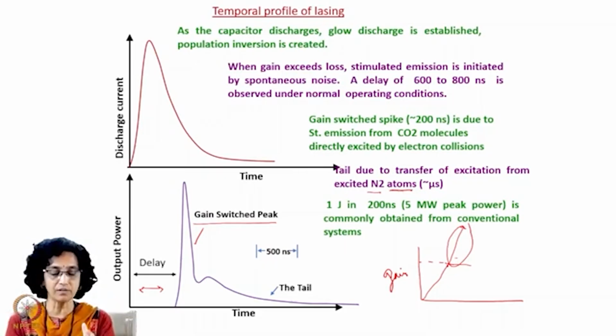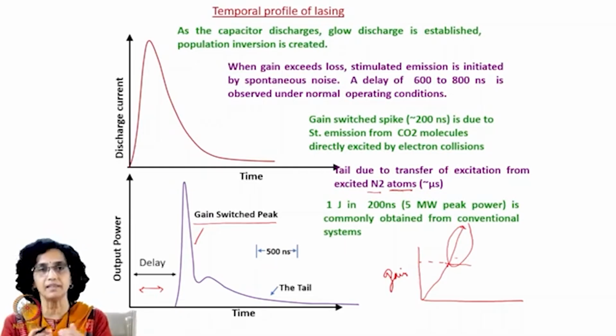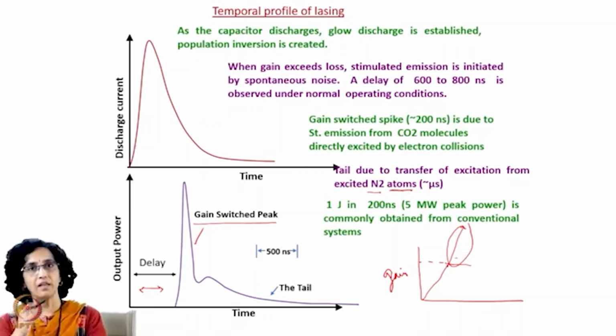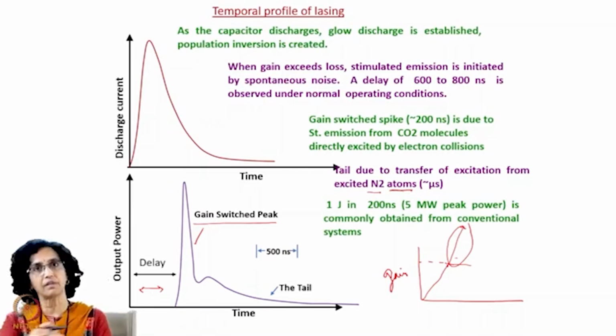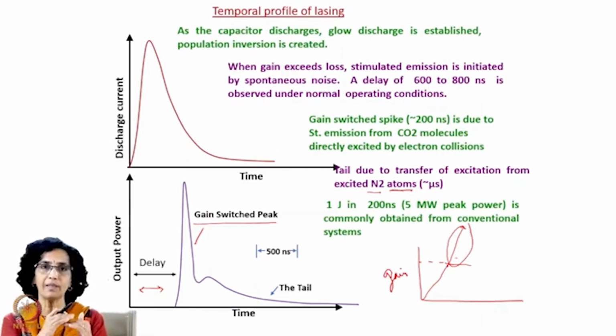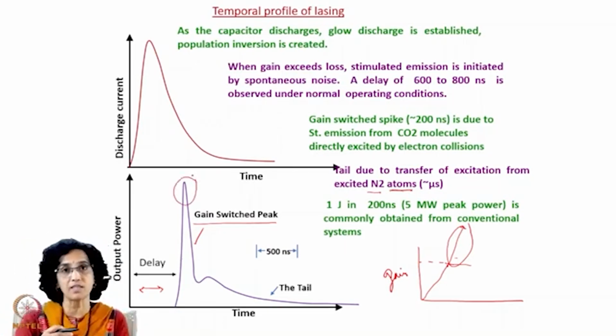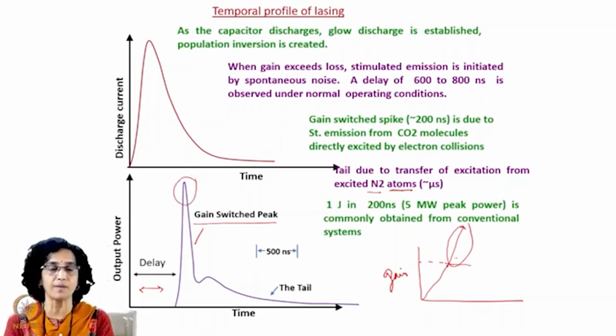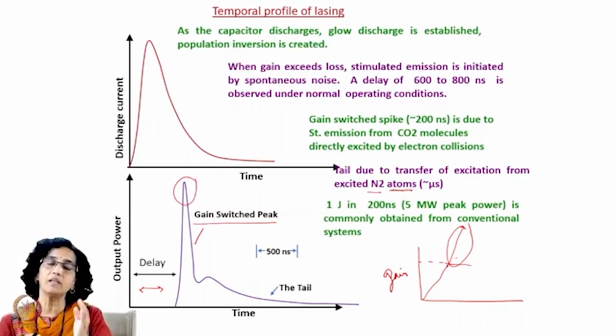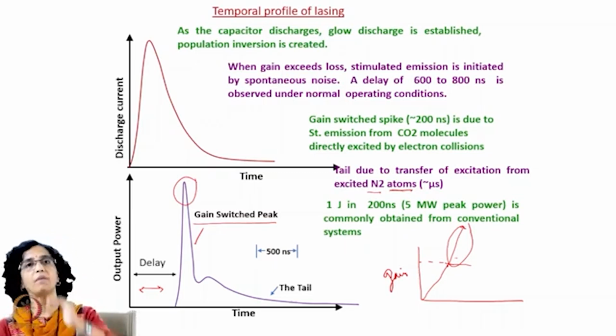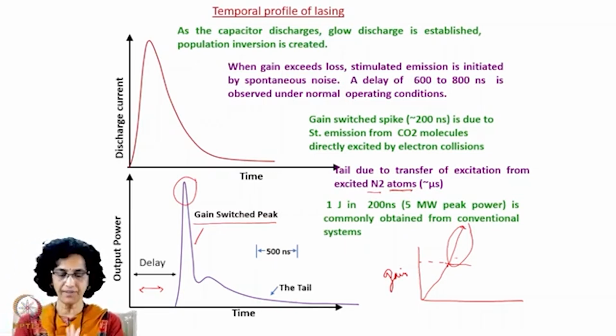And we have also seen how this temporal pulse can be tailored by changing the gas mixture. Increase nitrogen, and you have a smaller gain switched spike but a longer tail, so that you are not worried about the damage that this might cause on some optics. Or, on the other hand, you can increase this gain switched spike by increasing CO2 concentration, where you want much higher peak power.